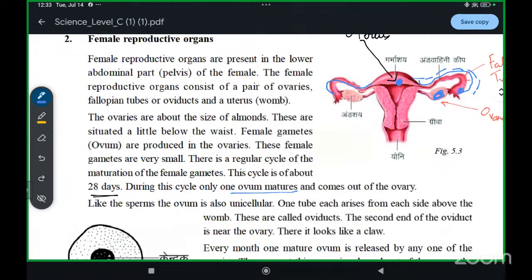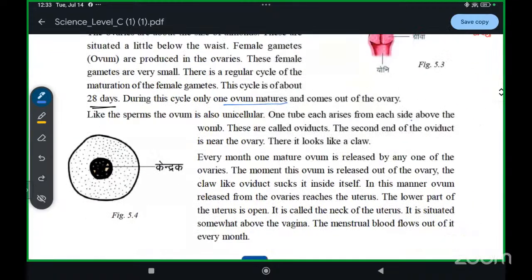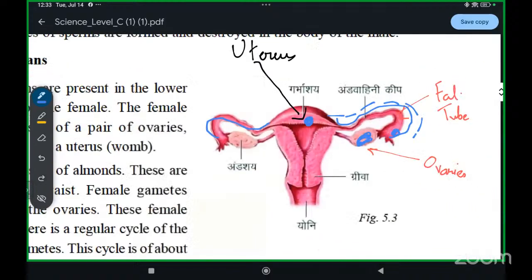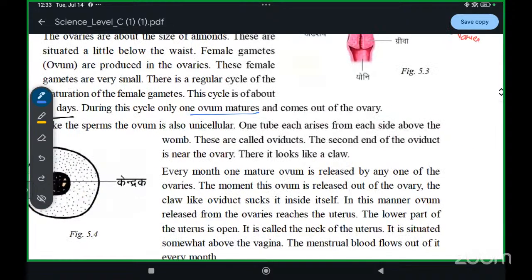Now, the second end of the oviduct is near the ovary. There it looks like a claw. What looks like a claw? This part. This end looks like a claw. From here, the egg released by the ovary enters the tube and rests in the uterus. After a whole cycle of 28 days, it breaks down and comes out of our body.